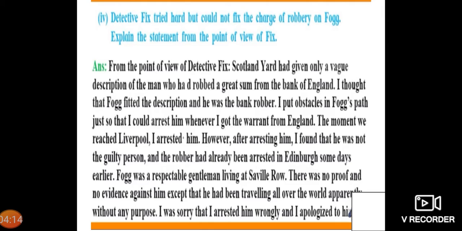Fogg was a respectable gentleman living at Savile Row. There was no proof and no evidence against him except that he had been travelling all over the world apparently without any purpose. I was sorry that I arrested him wrongly and I apologized to him.